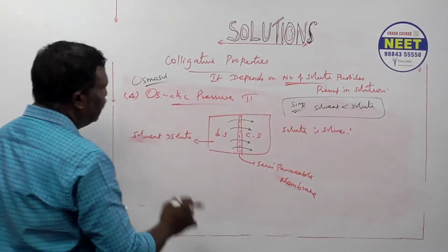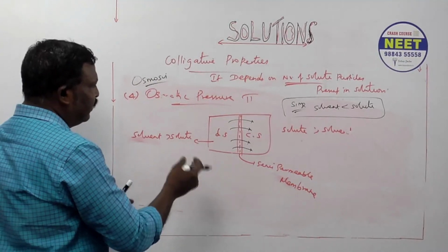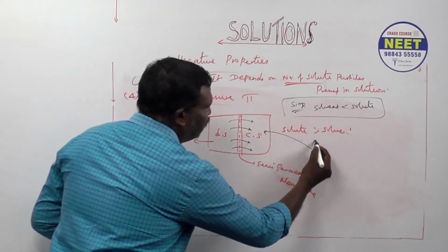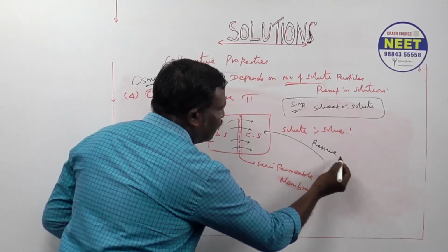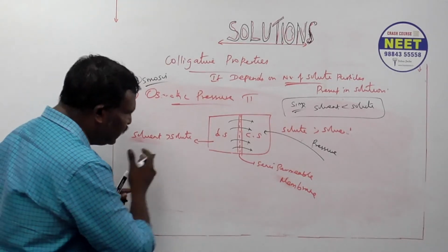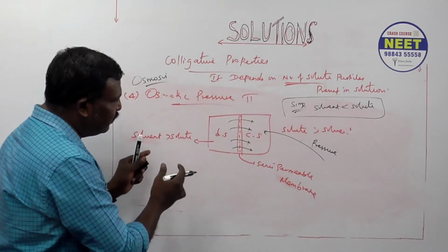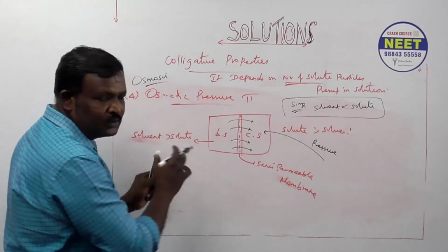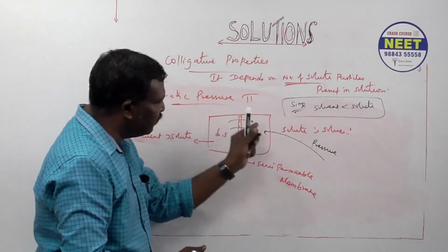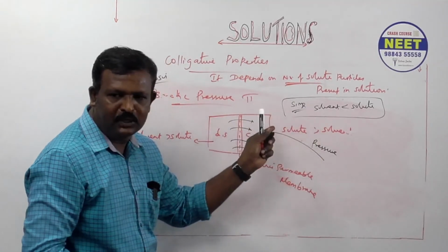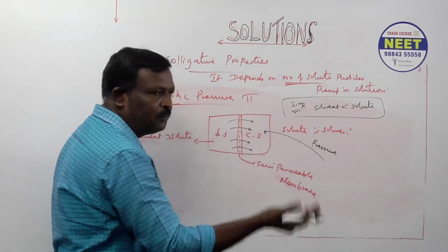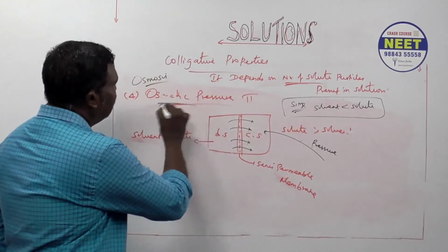Now, if you want to stop the osmosis process, what should we do? We should apply some pressure on the concentrated side. That's very important. Don't apply any pressure to the dilute side. If you apply pressure to the dilute side, the movement will be very fast. If you want to stop the movement, we give some pressure. So the pressure is given to the concentrated side to stop osmosis. That's called what?